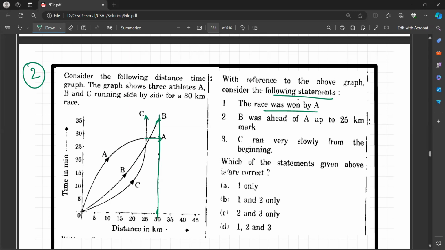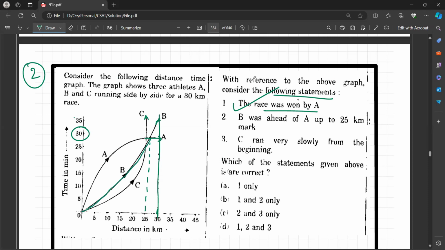Which of them are correct? Race is won by A. Yes, why? Because A took 30 minutes to complete the race. B took 35 minutes, so obviously A has won the race. So this is correct. B was ahead of A up to the 25-kilometer mark. This was the 25-kilometer mark. Now you can clearly see that up to this 25-kilometer mark, B was ahead of A. Yes, because B was taking less time at every distance.